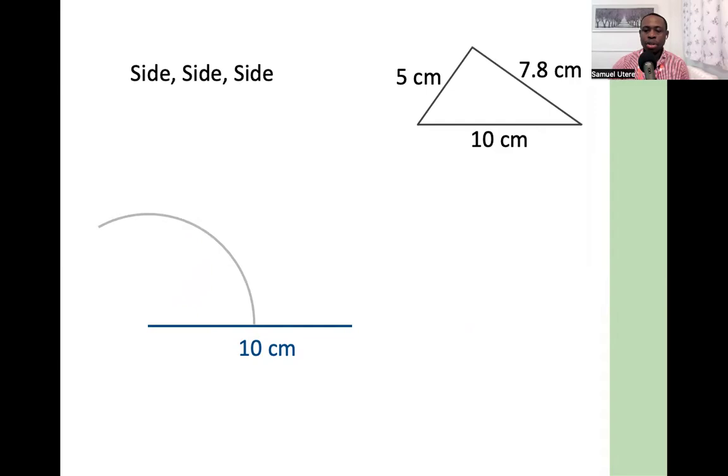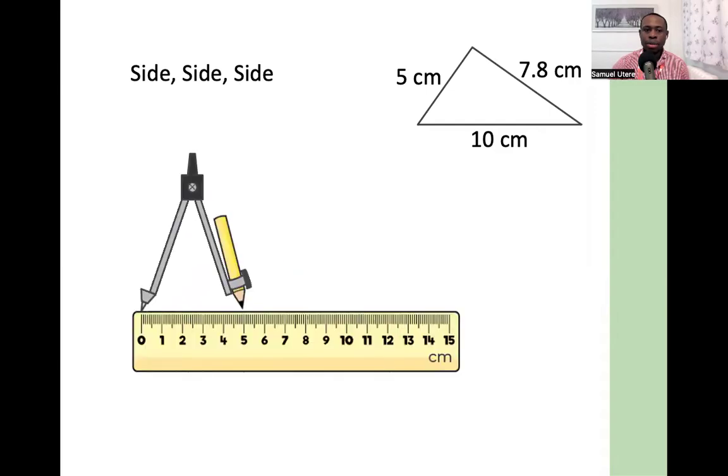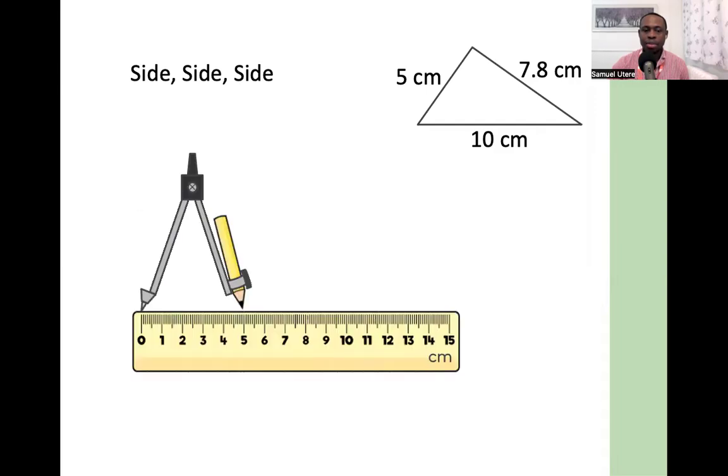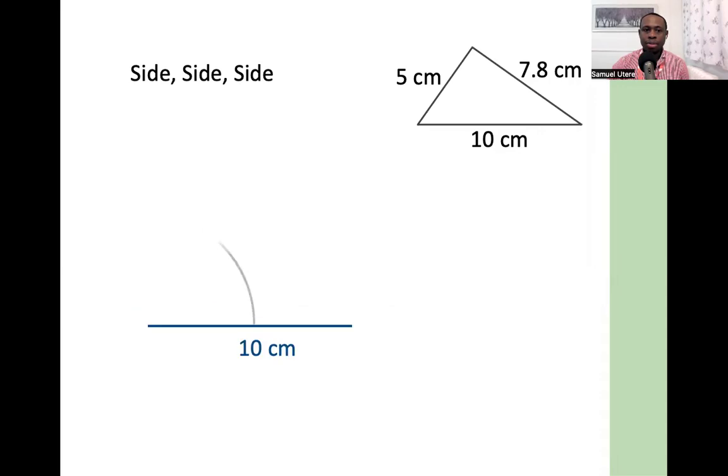So we'll position the compass. Let's go back. We'll position the compass that is exactly 5 centimeter and draw this arc that you see here. Exactly the way the compass is positioned, you simply move the compass to draw that arc.